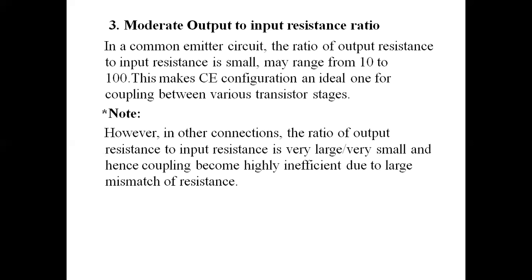It ranges from 10 to 100. This makes the common emitter configuration an ideal one for coupling between various transistor stages. However, in other connections, the ratio of output resistance to input resistance is very, very large or very, very small, and hence coupling will become highly inefficient due to large mismatch of resistance.